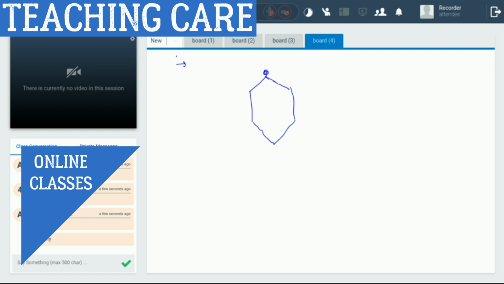So suppose a functional group is attached to that side. This position is known as ortho. This position is known as ortho. This position is known as meta, and this position is known as para. So this is called ortho position, this is called meta position, and this is called para position.